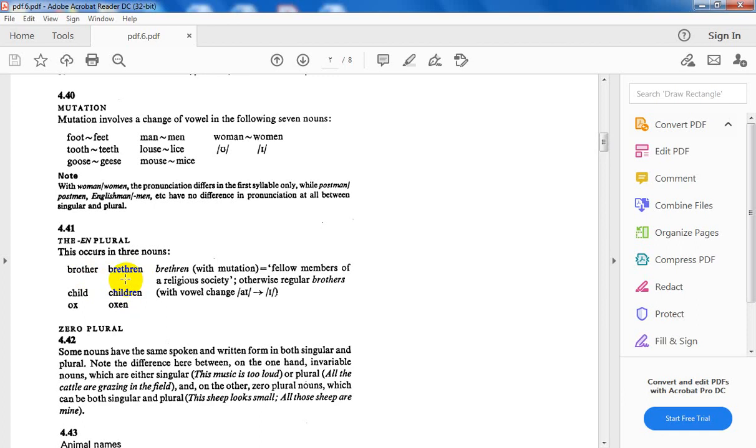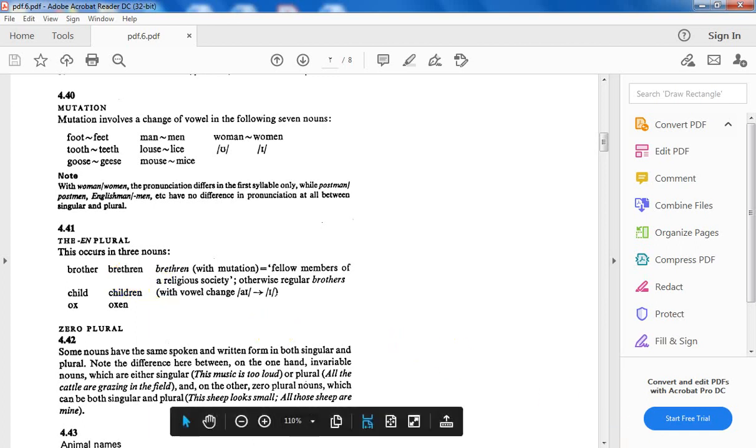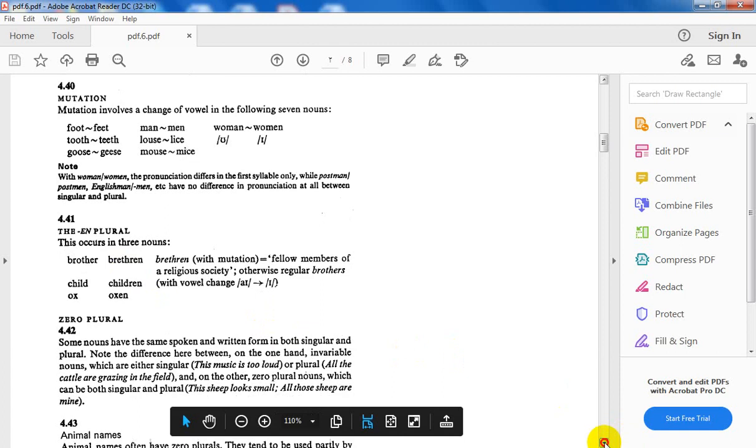What are they? Concerning a religious society, fellow members of a religious society, for example in church, in mosques, and something like that. So they are found among priests and clergy, and they are called brethren, as the plural form of a brother.